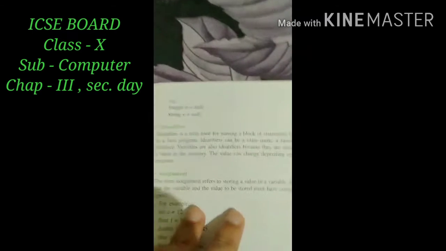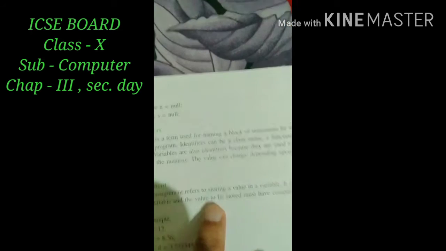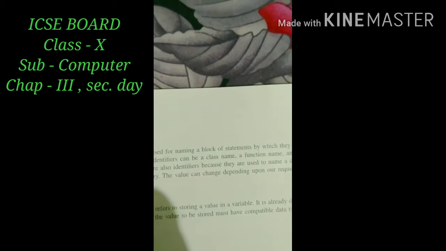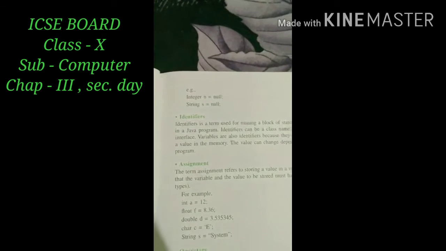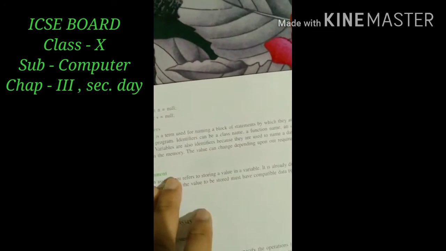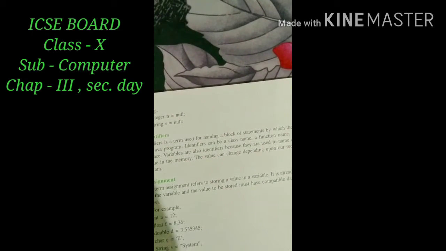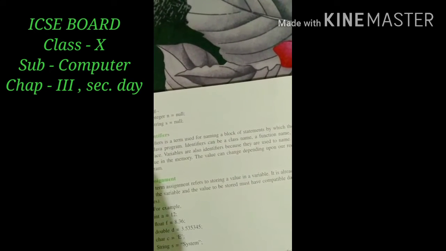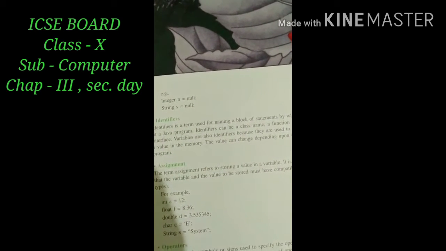Well, identifiers. Identifiers in Java programming can be a class name, a function name, or an object interface. Variables are also identifiers because they are used to name data that holds a value in the memory. So these are the identifiers.